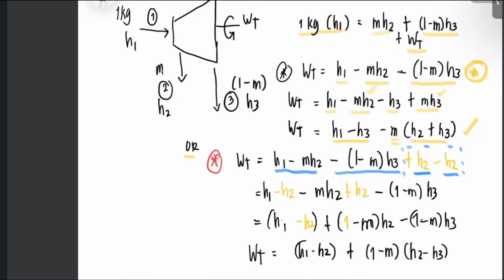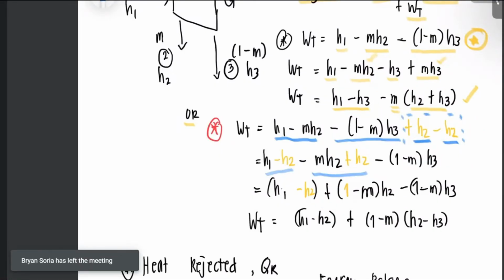So, nilagay siya dyan, class. So, kinonsider yung 1 minus M, H2. Dito na. And M, H2 plus H2. Ayan. Cancel lang naman yan, class. So, 1 minus M. 1 minus the quantity, 1 minus M, H3. Yan. Proper. Finactor lang to, class, na ito, na part.